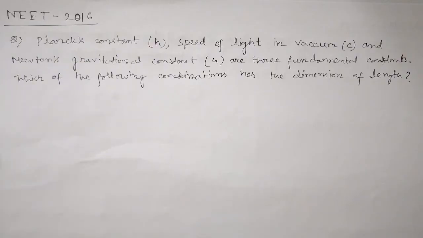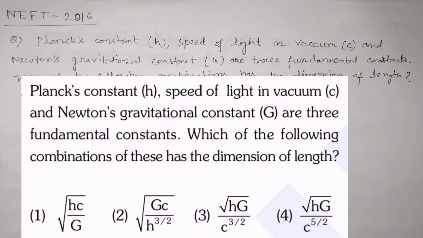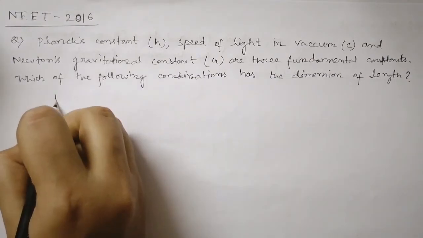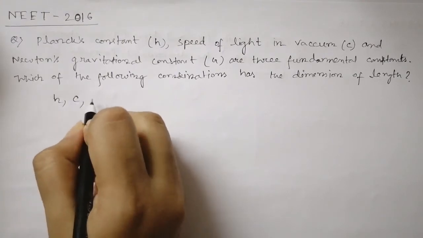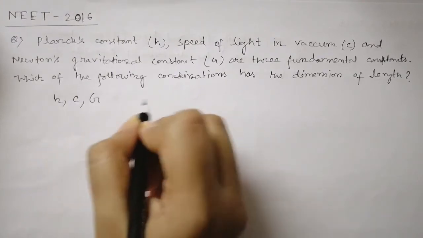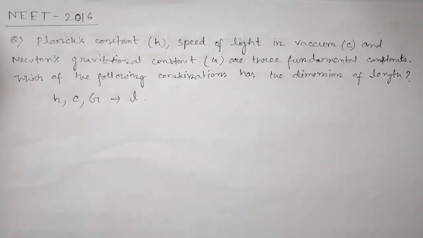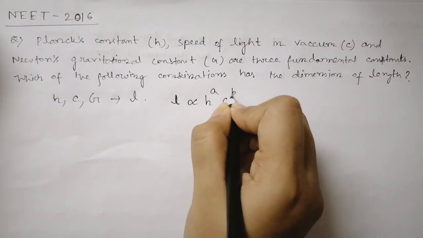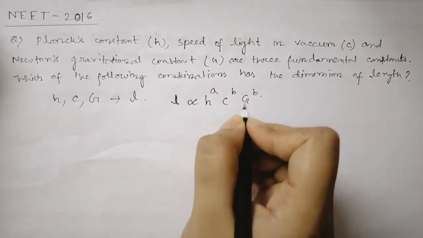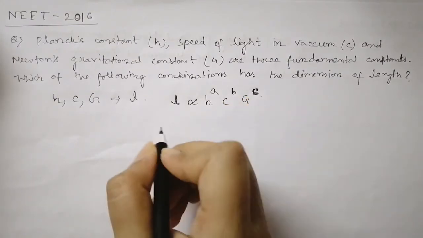Next, NEET 2016. Planck constant h, speed of light in vacuum c, and Newton's gravitational constant g are three fundamental constants. Which of the following combinations of these has the dimension of length? What will be the relation between Planck constant, speed of light, and gravitational constant with the dimension of length? Let L be proportional to h to the power a, c to the power b, and g to the power c.